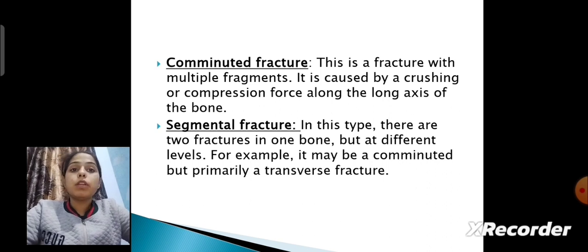Next is comminuted fracture. So this is a fracture with multiple fragments. It is caused by crushing or compression force along the long axis of the bone. Next is segmental fracture. In this type, there are two fractures in one bone but at different levels. For example, it may be comminuted but primarily are transverse fractures.